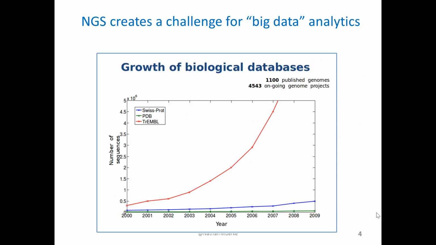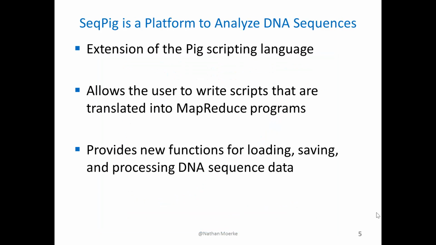The advent of NGS has created a significant challenge for big data analytics. This is well illustrated by this figure showing, over the 2000s, the dramatic increase in depositions of DNA sequences, shown in red, compared to the increase in depositions of protein sequences, shown in blue and green. An increasingly important strategy for analyzing these large DNA datasets is the implementation of MapReduce computational approaches, frequently using a Hadoop framework.